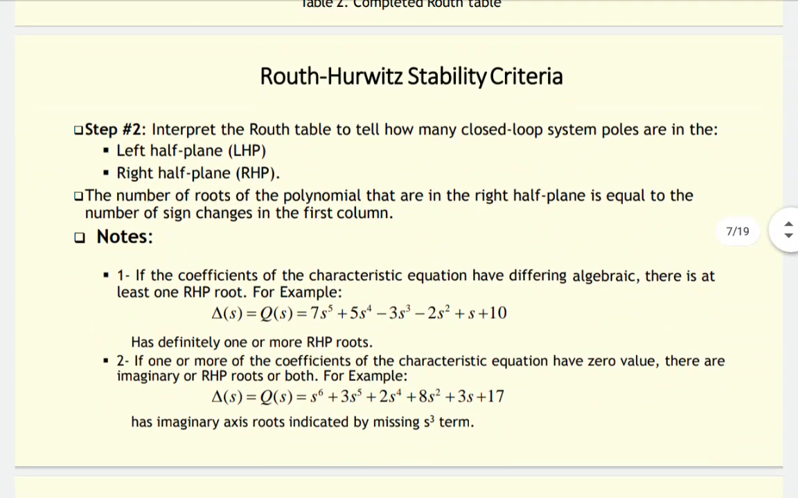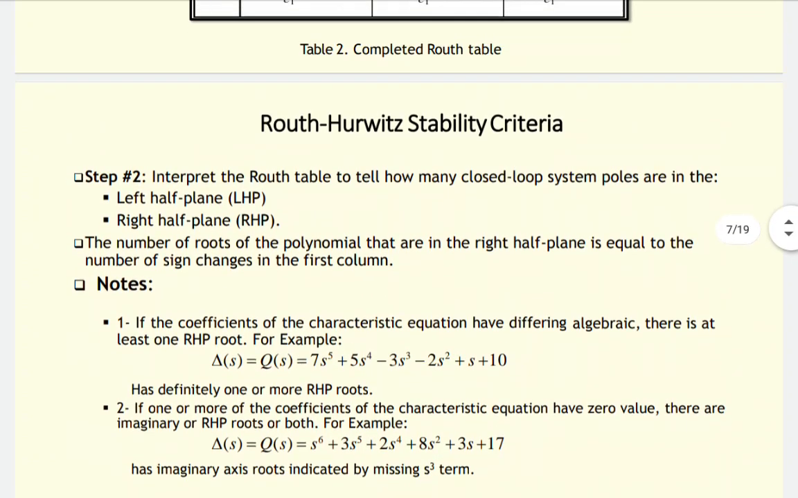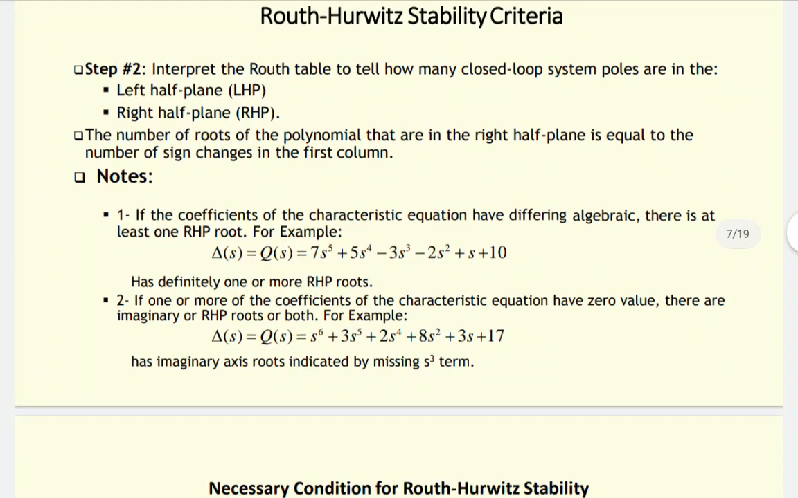Now here, the stability criterion mentions a step to interpret the Routh table to tell how many closed loop system poles are in the left half plane, that is LHP, or right half plane, that is RHP. The number of roots of the polynomial that are in the right half plane is equal to the number of sign changes in the first column. Yes, very important thing. Again I am repeating, the number of roots of the polynomial that are in the right half plane is equal to the number of sign changes in the first column. And what are the relevant notes for that?